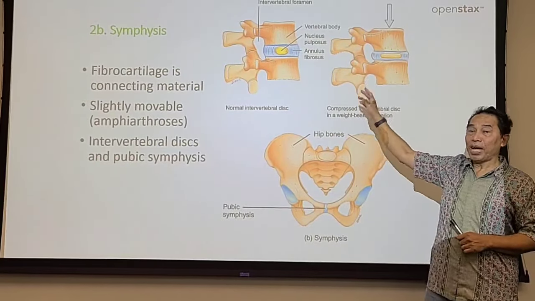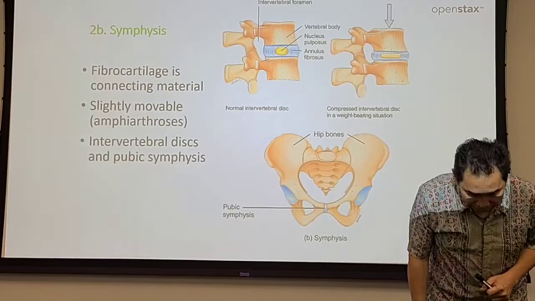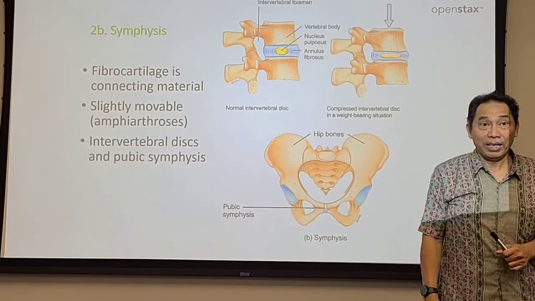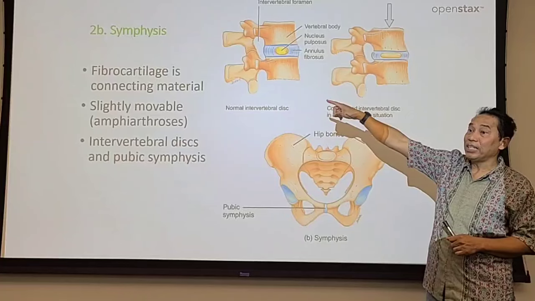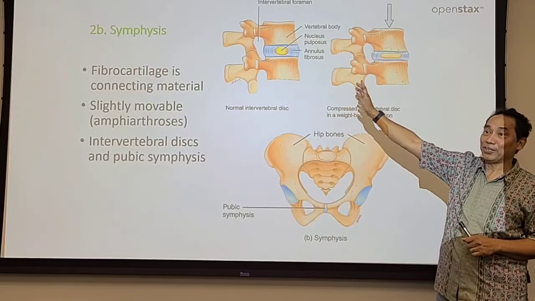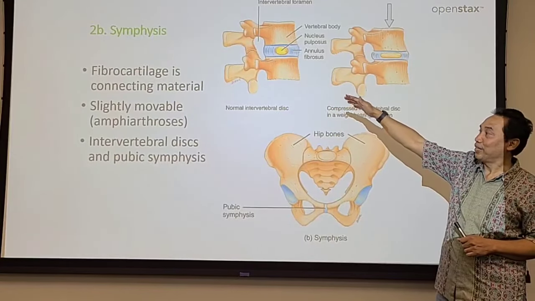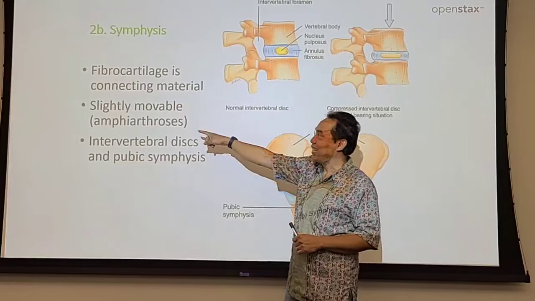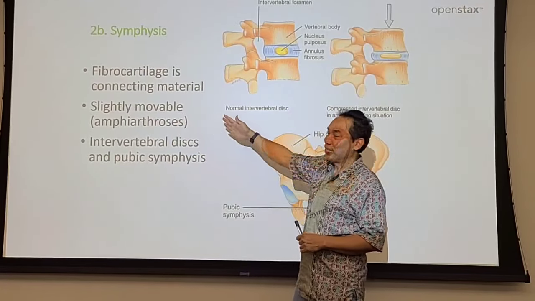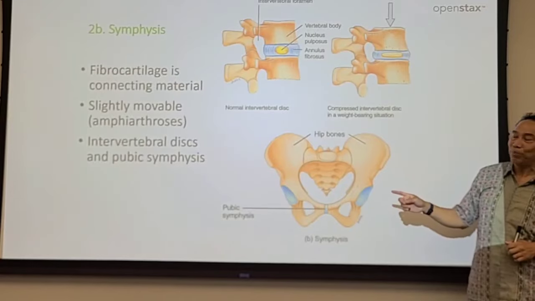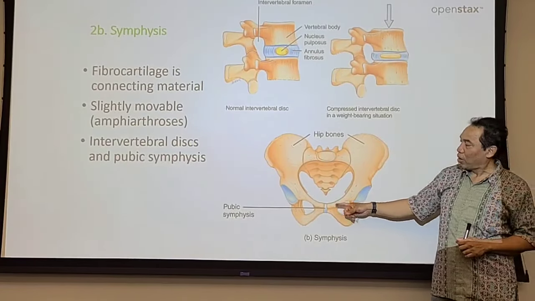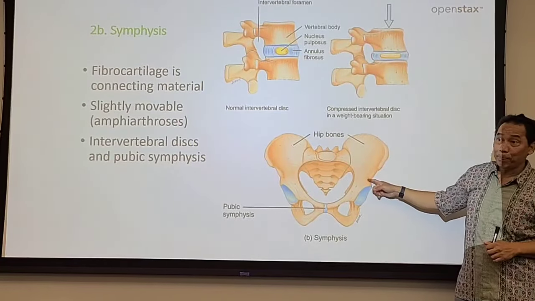Can we move our vertebrae? A little bit, yeah, slightly. Therefore, symphysis is amphiarthrosis. Slightly movable. Amphiarthrosis. Another place for the symphysis is between our coxa, between the hip bones.